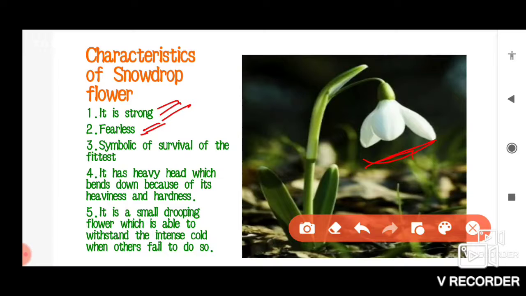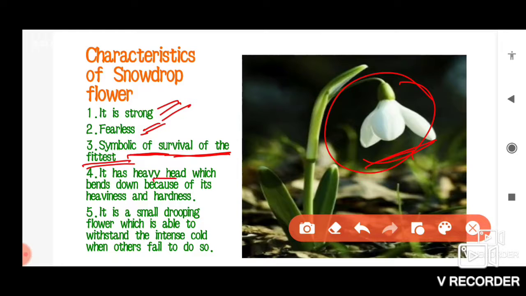And that is why, because it stands strong against the winter season, against the brutality, against the cruel nature of winter. Yes, it fights back, it battles the winter season. इसी वजह से it is called the symbol of survival of the fittest. इस फ्लावर को एज अ सिंबल माना जाता है. किसका सिंबल? सर्वाइवल ऑफ द फिटेस्ट का.